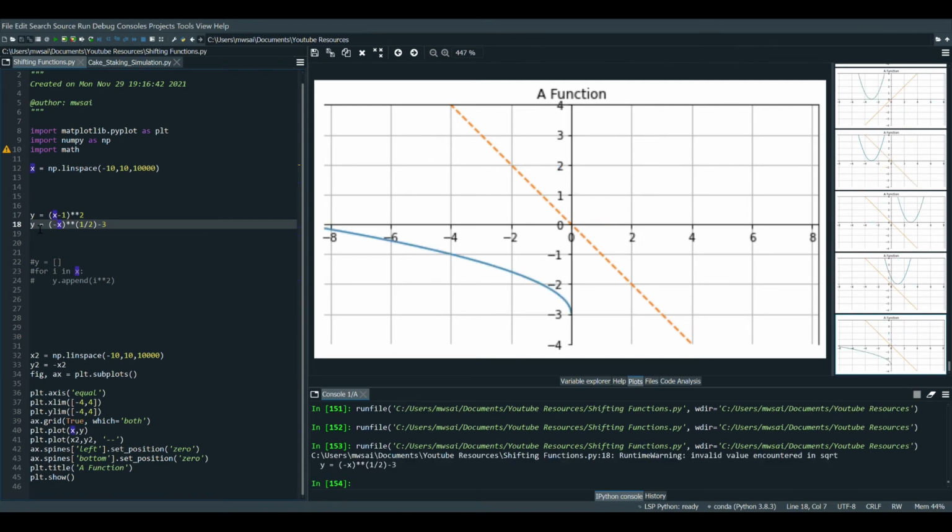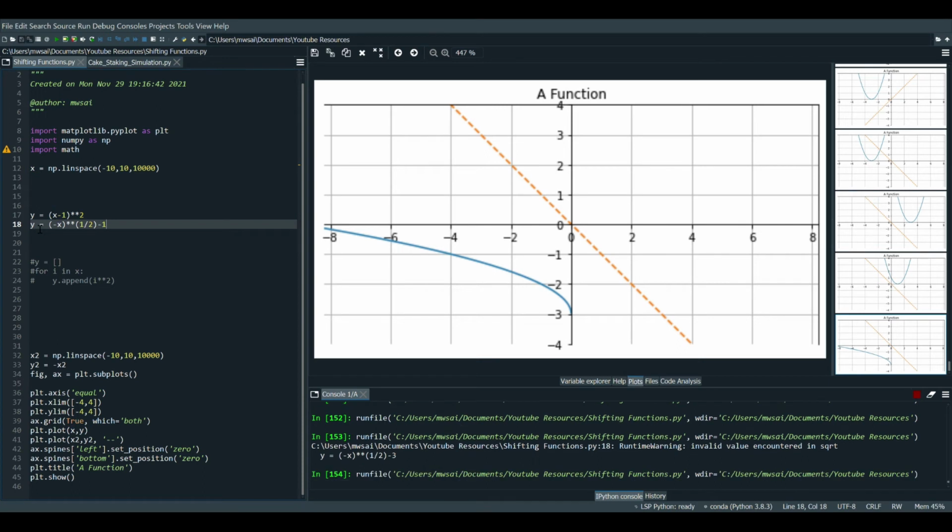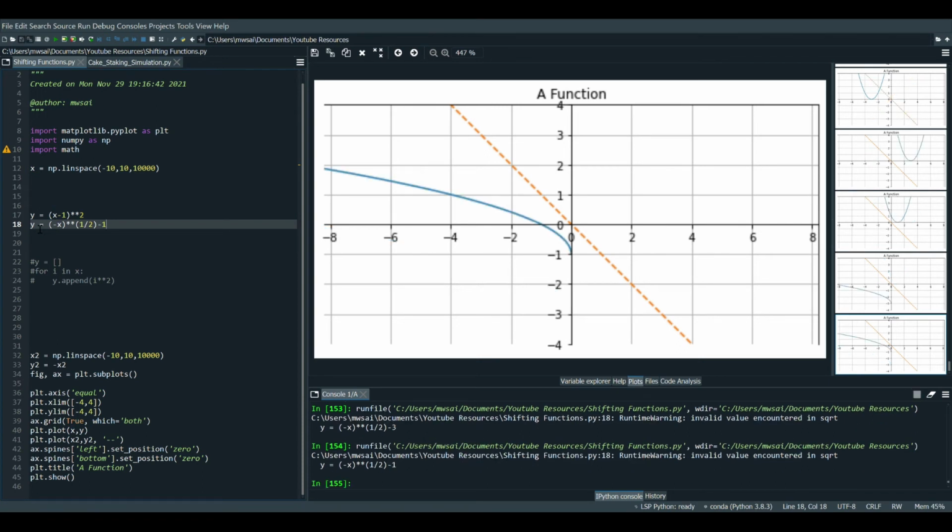And there we go. We flipped it across, oh, sorry, I still have this as -3. So there we go, -1. And now we flipped it across the y equals negative x axis, or mirrored it across that. So those are the basics of moving functions. We can move it up or down, left or right, or flip it across an axis or a straight line.